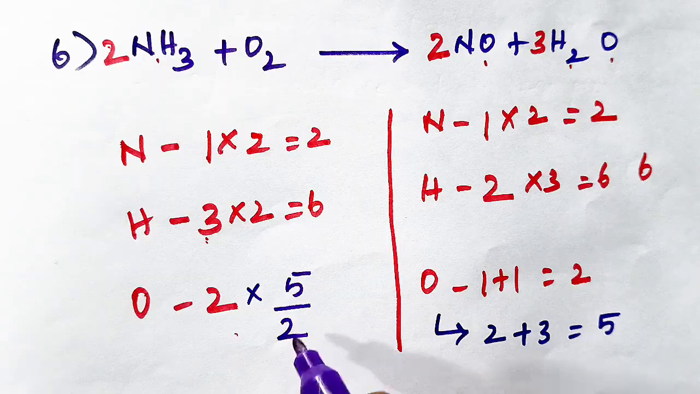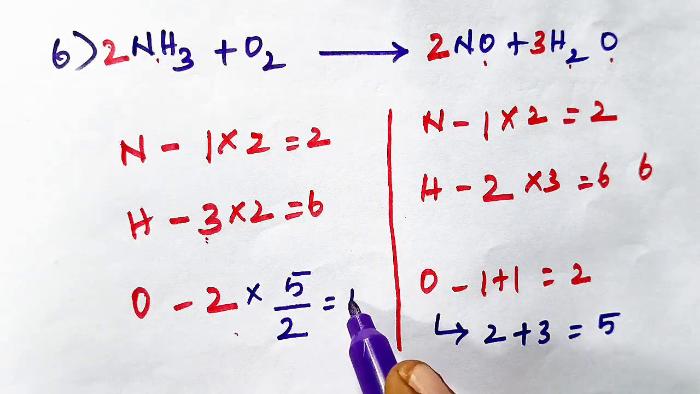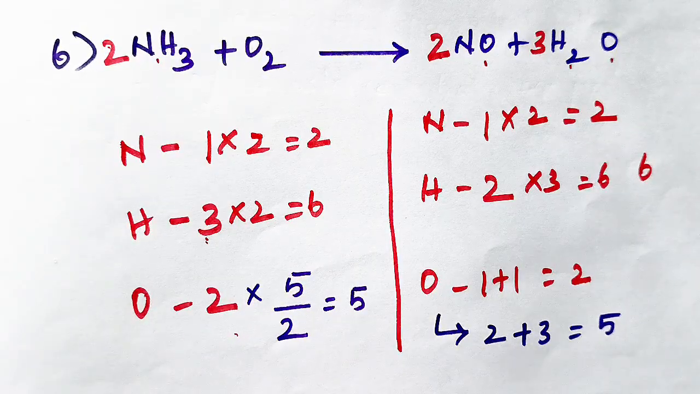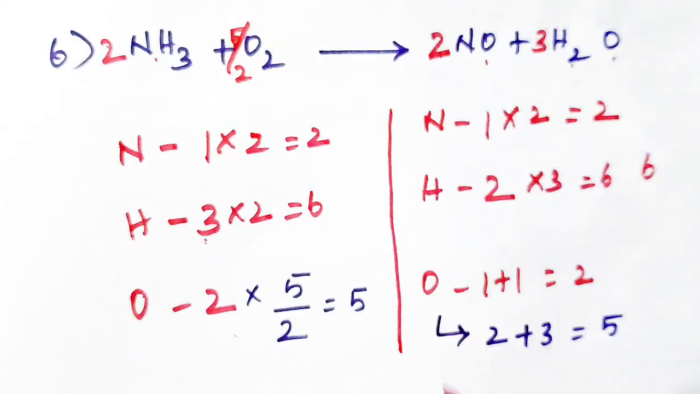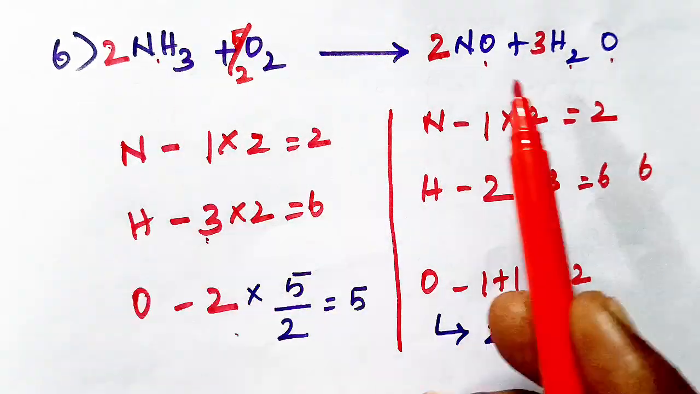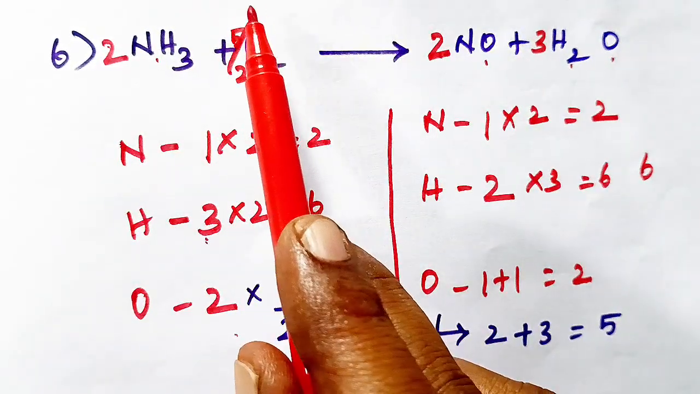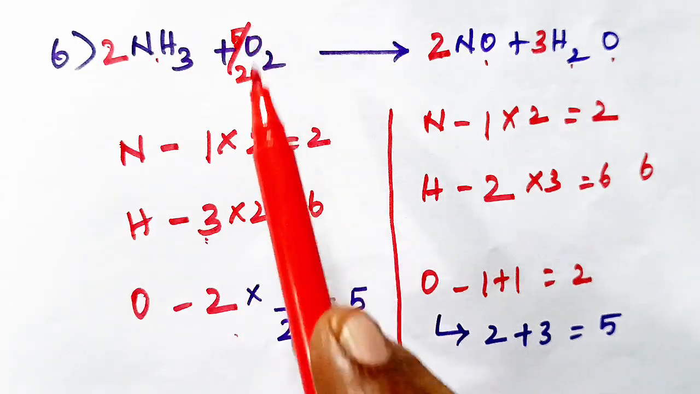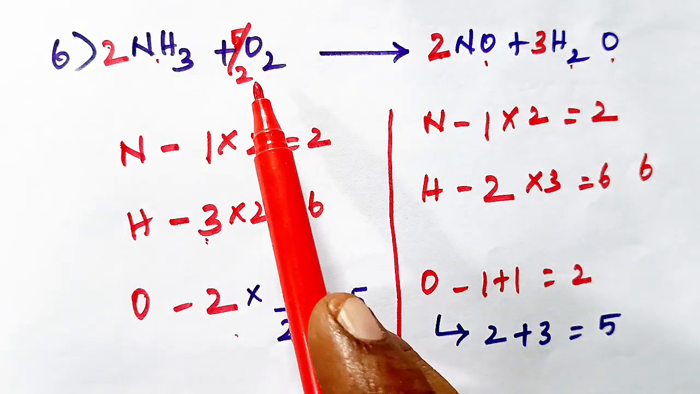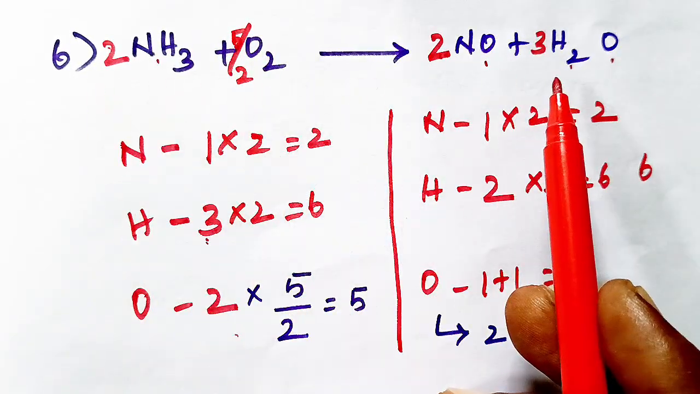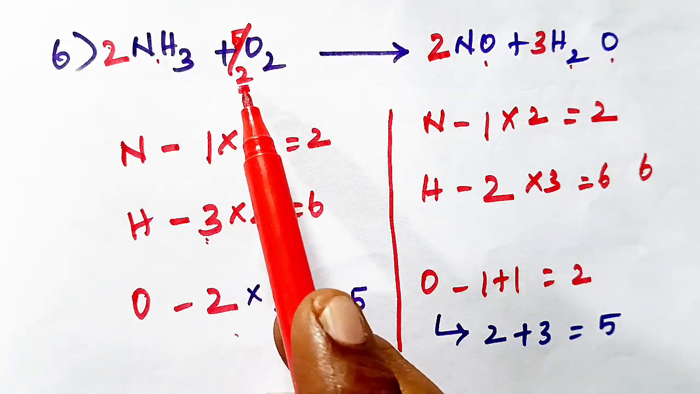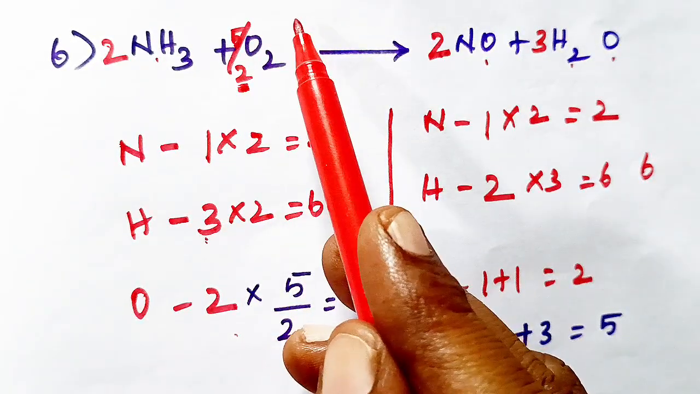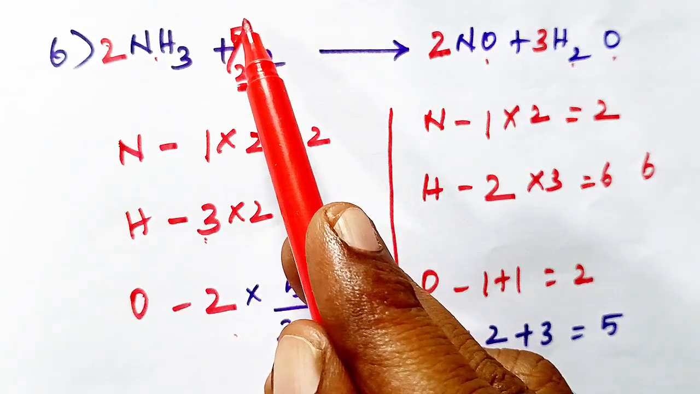So if you multiply 5 by 2, the 2 will cancel out, and you will get 5 by 2 oxygen. But in your chemical equation, your coefficient should not be a fraction. To change this fraction to a whole number, just multiply the whole equation by 2, because here the denominator is 2. If you multiply by 2, the 2 will cancel out, and you will get 5.